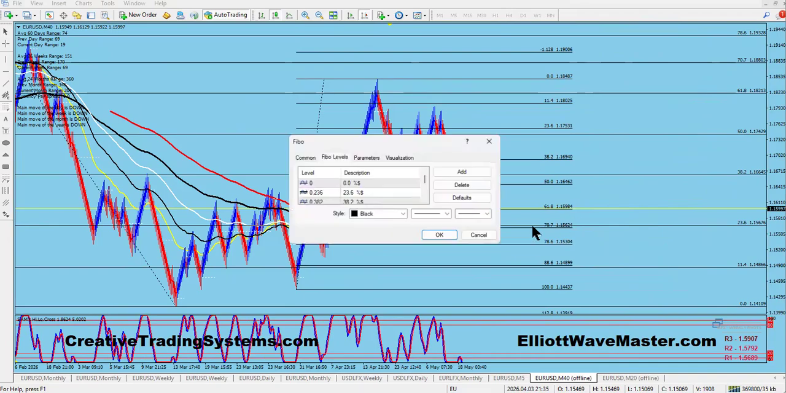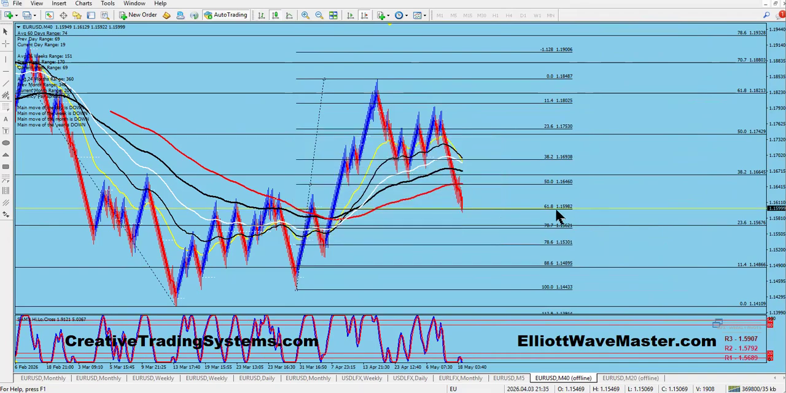See that? So 60, in fact, we are at 61% already from here to here. So 61% here, a little more drop here to the 23% line, maybe, maybe not. And after that, boom, to the upside.